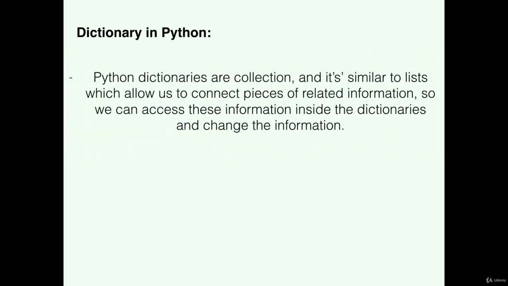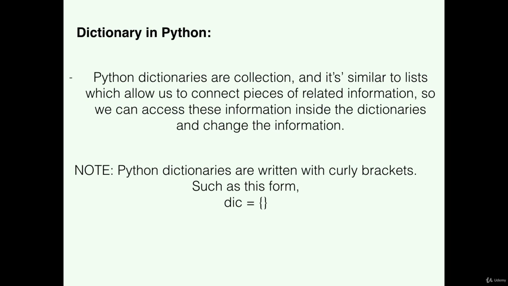Python dictionaries are collections, and they're similar to lists, which allow us to connect pieces of related information so we can access this information inside the dictionaries and change the information. Note: Python dictionaries are written with curly brackets, such as this form, dic equals curly brackets.